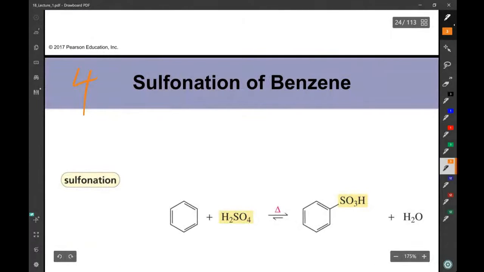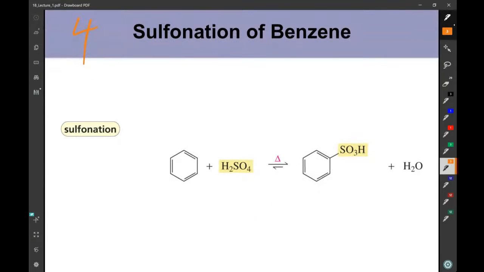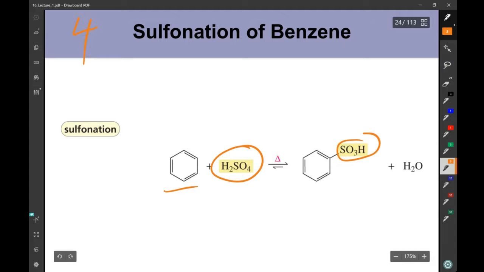Reaction number 4 is sulfonation of benzene. In the sulfonation of benzene, all you need to do is react your benzene ring with sulfuric acid. Once you react the benzene ring with the sulfuric acid, you will add the sulfonyl group to the benzene ring. That's all about sulfonation.